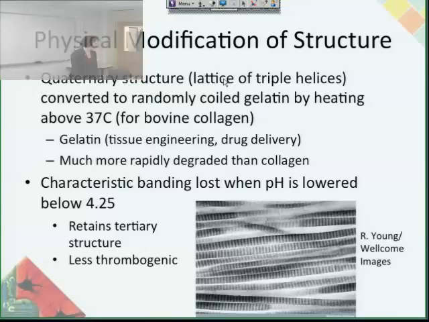And so that is how researchers discovered that it's the quaternary structure of collagen that's really important for hemostasis and clot formation. So when they found out that the quaternary structure is important for clot formation, if you wanted to make something that does not form clots, so you want it to be less thrombogenic, lowering the pH to get rid of the banding is how you would do that.